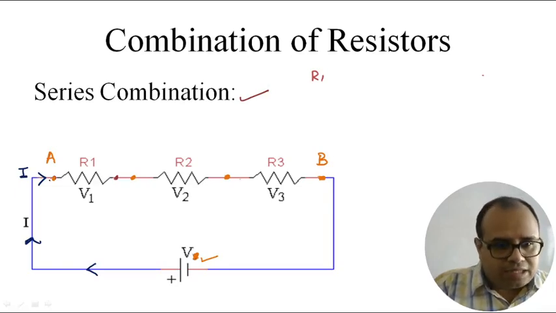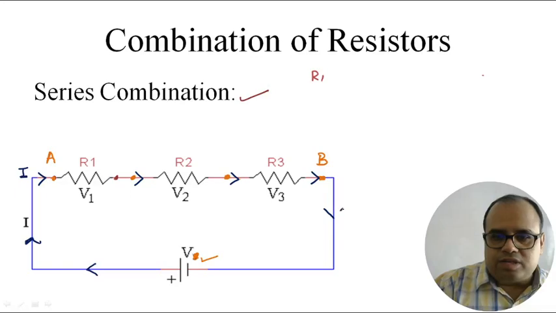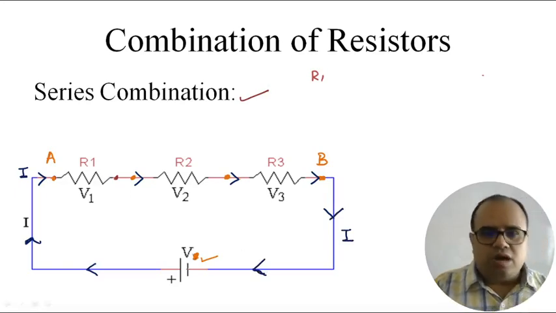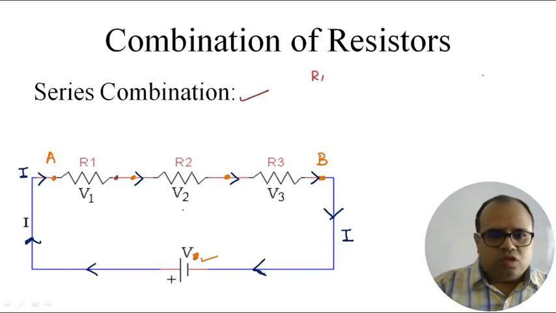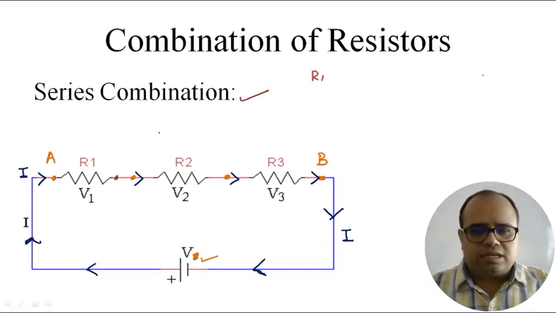So the same current will flow through this R1 resistor, the same current would flow through this R2 resistor, the same current would flow through this R3 resistor and so on, and then it will reach here and return back to the potential V, or you can say the cell. So the same current is flowing through the circuit, R1, R2, R3, these are the resistors.